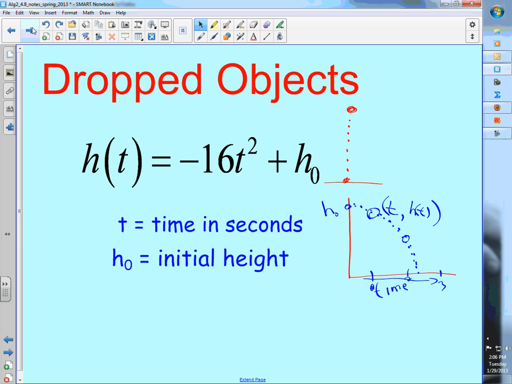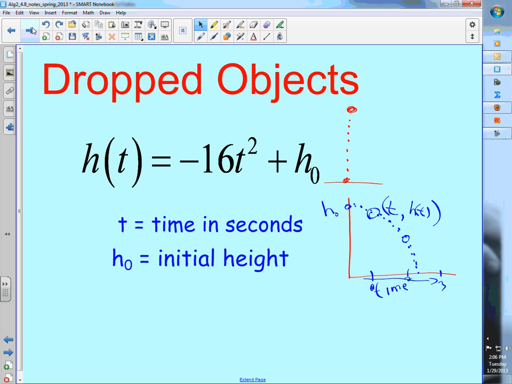Now, one of the things that you have to get in your head is that this is the height of the object after t seconds of letting the object go. Height compared to time. It's time controls the height. Time is t in time in seconds. H sub 0 is your initial height, and h of t is the height of the object after t seconds.